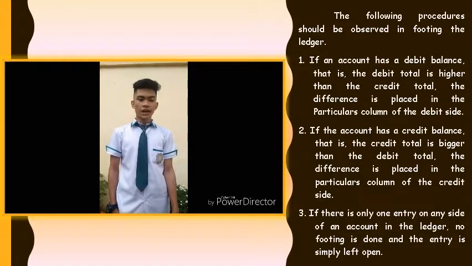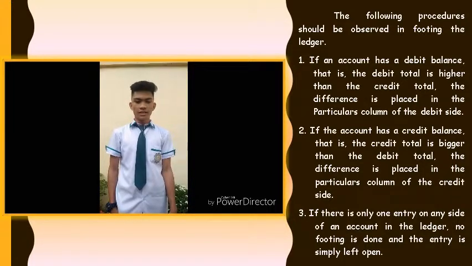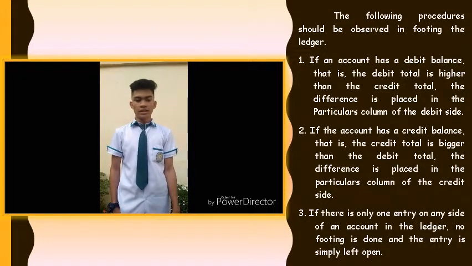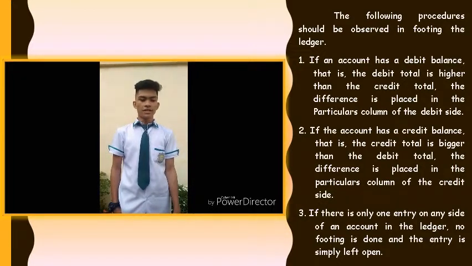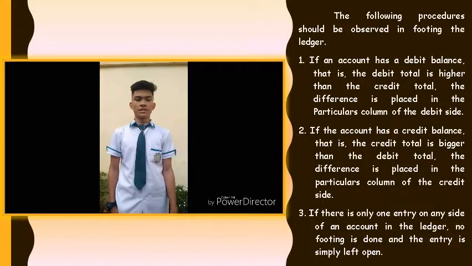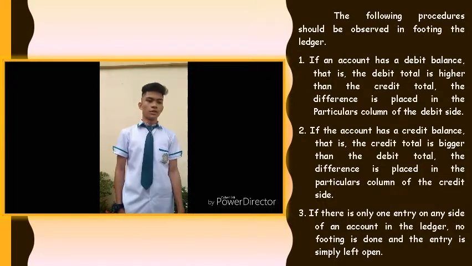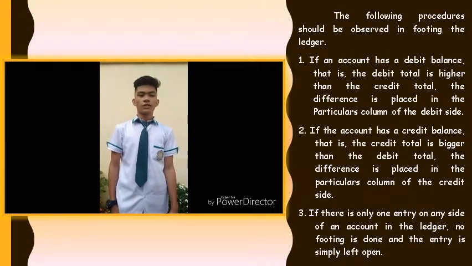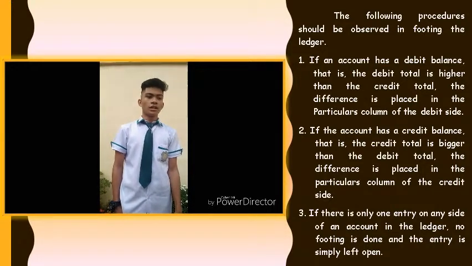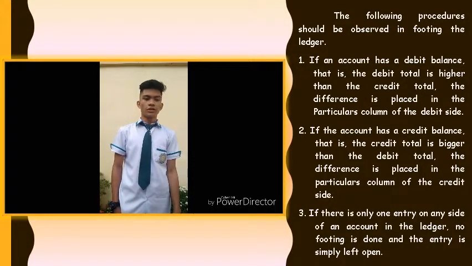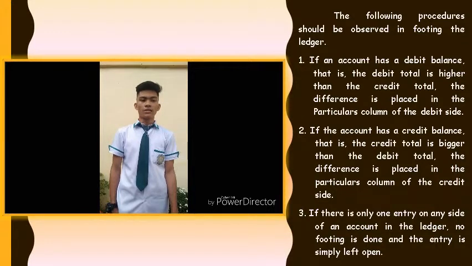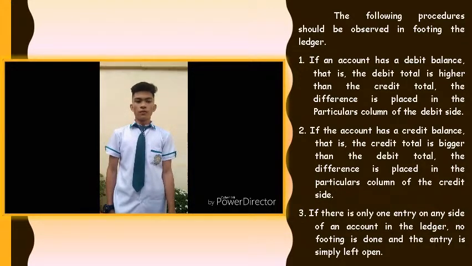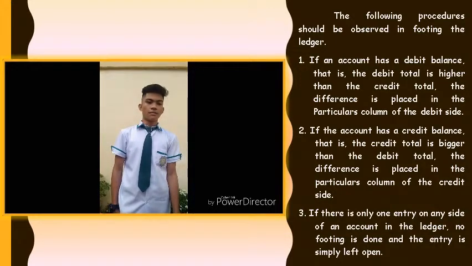1. If an account has a debit balance, that is, the debit total is higher than the credit total, the difference is placed in the particulars column of the debit side. Number 2. If the account has a credit balance, that is, the credit total is bigger than the debit total, the difference is placed in the particulars column of the credit side. 3. If there is only one entry on any side of an account in the ledger, no footing is done and the entry is simply left open.